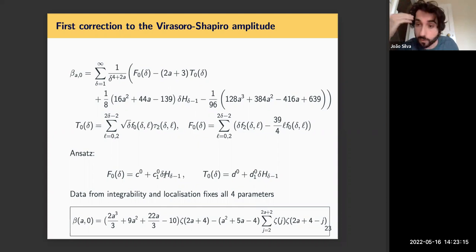So we make this ansatz for F0 and tau 0. It's an ansatz in terms of 4 parameters. A few of these betas are known from localization, and it turns out that a few of these taus are also known from integrability. And so in this way, we can fix all 4 parameters and we determine beta 0. This will be the first correction to the flat space coefficients. Any question about this?